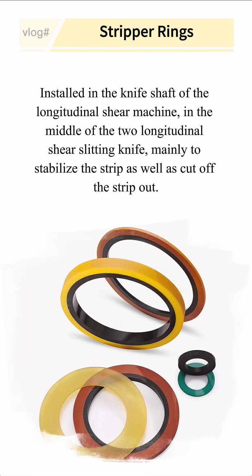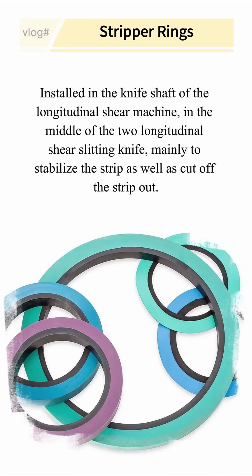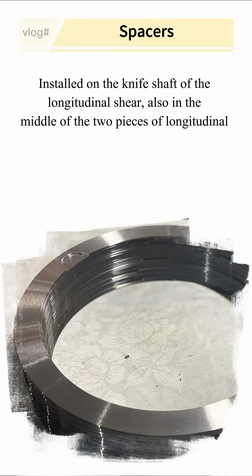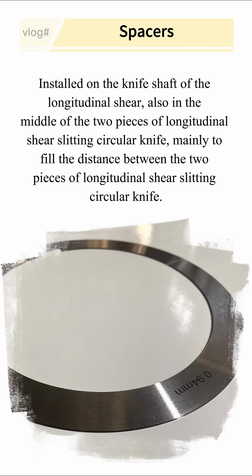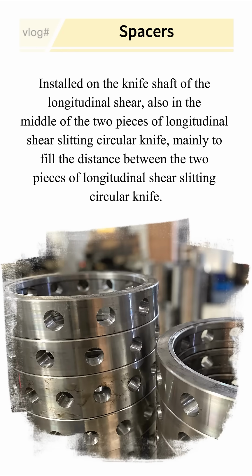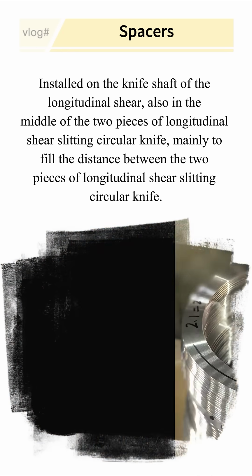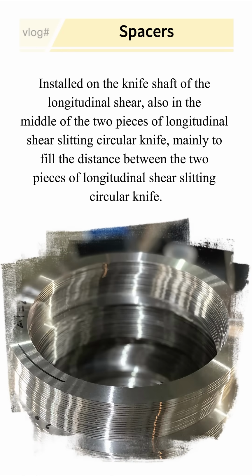Installed in the knife shaft of the longitudinal shear machine, in the middle of the two longitudinal shear slitting knives, they mainly stabilize the strip as well as cut off the strip. Installed on the knife shaft of the longitudinal shear, also in the middle of the two pieces of longitudinal shear slitting circular knife, they mainly fill the distance between the two pieces of longitudinal shear slitting circular knife.